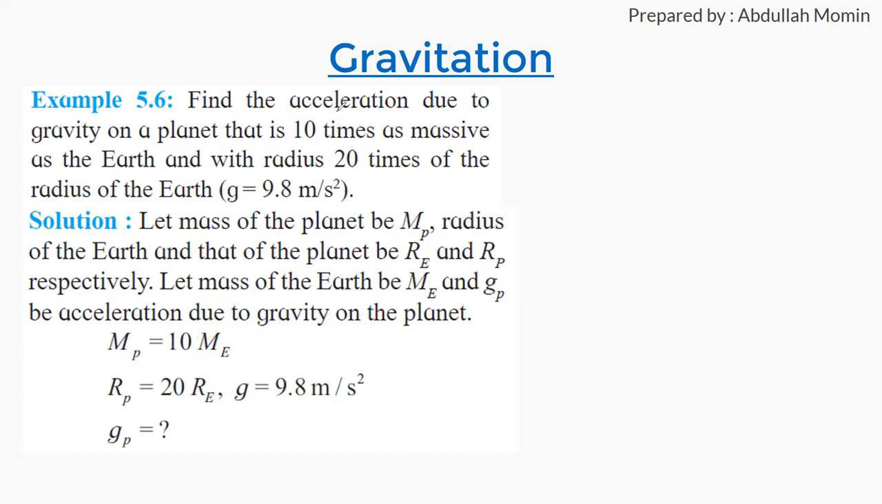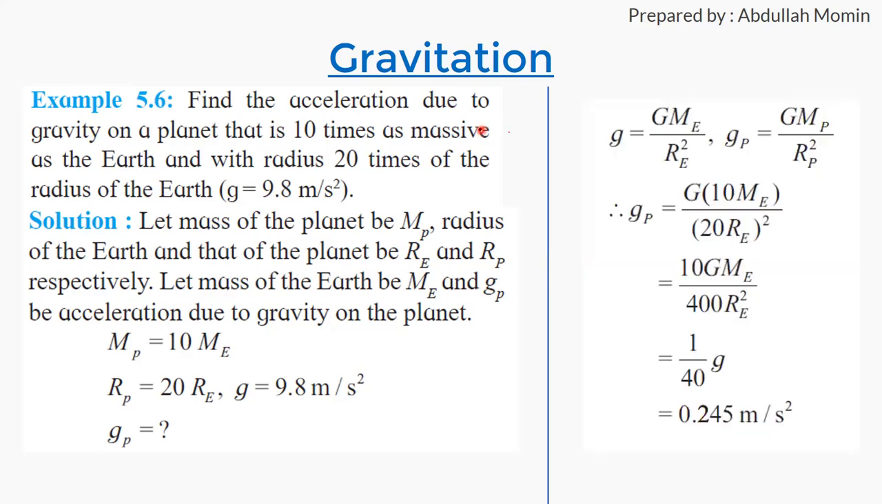Now what is this numerical saying? The planet is 10 times as massive as the earth. That means the mass of the planet is 10 times the mass of the earth, and the radius is 20 times. So the radius of the planet is 20 times the radius of the earth. The acceleration due to gravity on earth is given. So we are going to find out the acceleration due to gravity on the planet, means we are supposed to calculate gp.